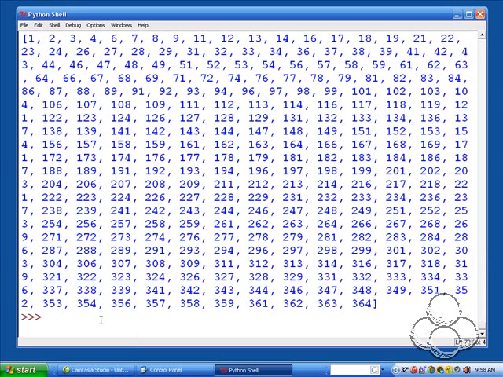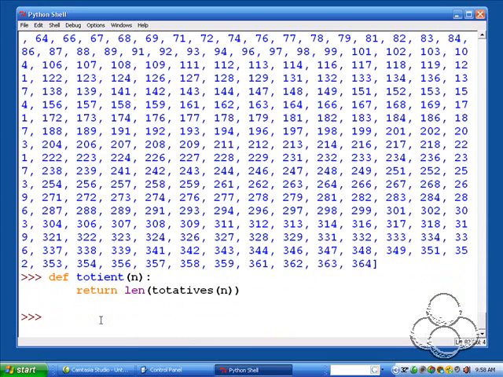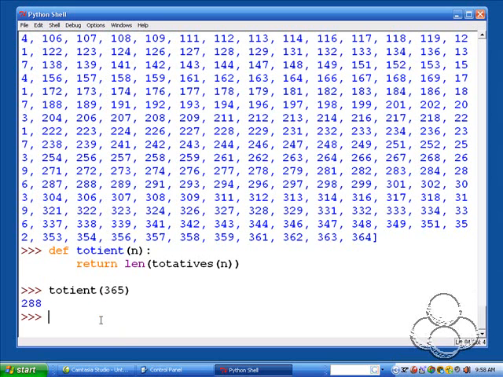And there's a related concept. Notice how many totatives we got there. Well, how many is that? That's the totient. The totient going to count them for us. Now, this is not an efficient way to get the totient necessarily, but it gives you a sense of the concepts, and that's what we're aiming for at this level. We're not trying to be computer scientists.